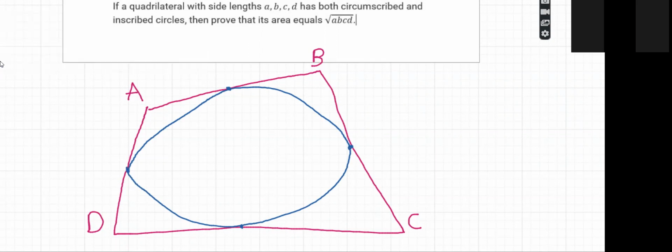And now let's draw the center I of this inscribed circle. Now we have the radii are perpendicular to the tangents. And we will make the tangency points E, F, G, and H.